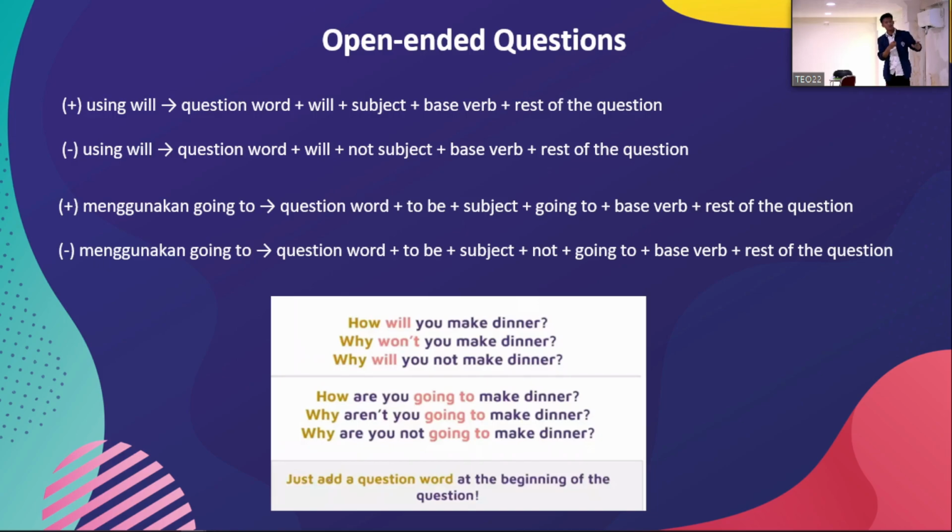And for the negative, when you want to use going to, you put the question word at the front, and then to be, and then subject, and then not, and then going to, and then base verb, and then the rest of the question. And this is the example of an open-ended question. How will you make dinner? So how is the question word, and then will, and then the subject, you. And then make dinner is the base verb and the rest of the sentence.